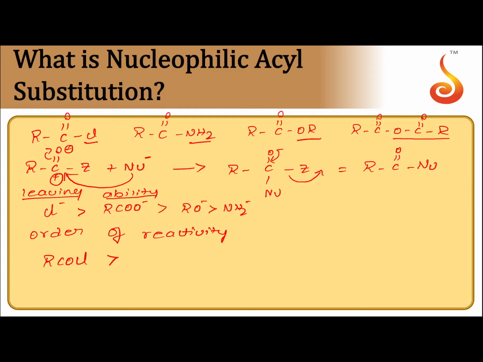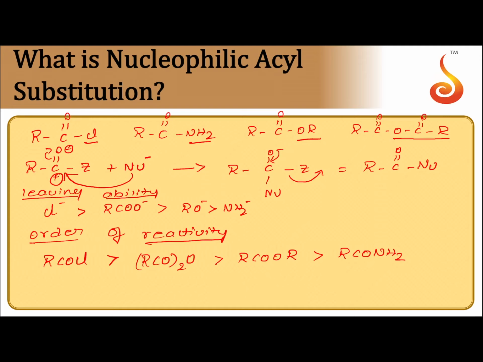RCOCl is most reactive because Cl minus is a better leaving group. Then comes anhydride. Acid chlorides are more reactive than acid anhydrides. Why are acid anhydrides more reactive? Because RCOO minus is a better leaving group than RO minus and NH2 minus. Then comes esters. And then comes amides. So this is the order of reactivity and the order of leaving ability.